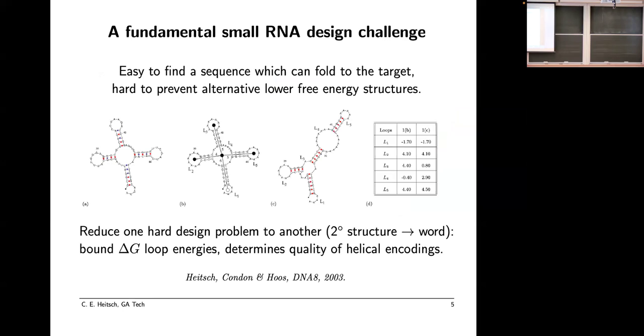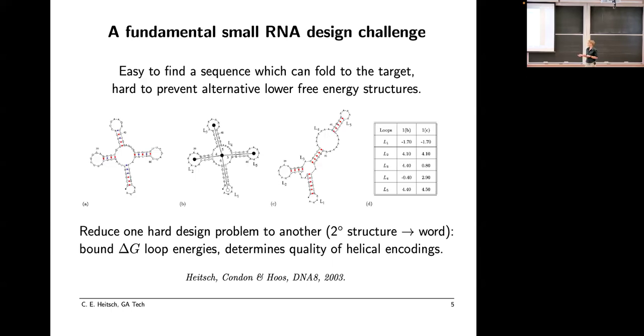So now, one question that you can ask is, oftentimes we'll think of, I'm given a sequence and I want to predict what the secondary structure is. But you can also think, I want a secondary structure. I'd like to generate a sequence that folds to that particular structure. So here is an example.